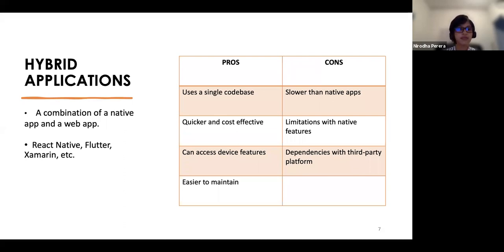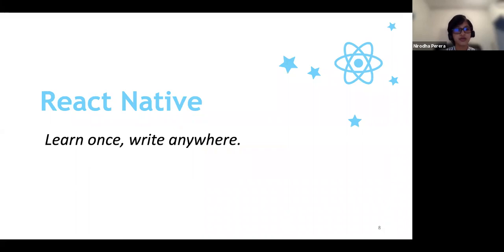Today we will be mainly focusing on React Native, which is a hybrid application technology. So next we will dive straight into React Native. It's important to focus on their slogan, which is "learn once, write anywhere." It's not "write once, run anywhere." The main goal of React Native is to enable developers to learn a specific language and then build and run multiple applications on multiple platforms.